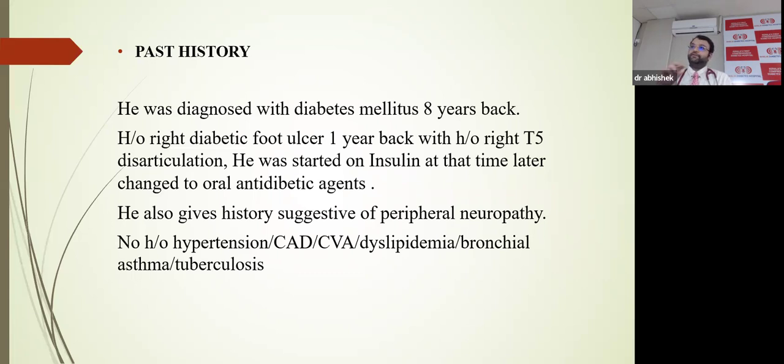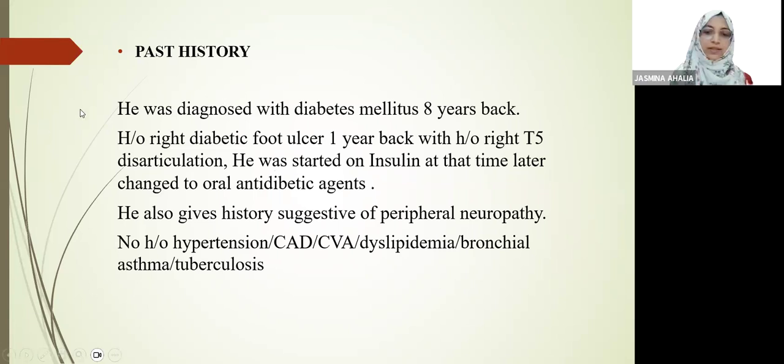So a simple pulse oximetry test, and a difference of more than 2%, but it should be a good quality pulse oximeter. Otherwise, it's difficult to answer. So in an authentic pulse oximeter, if the difference is more than 2%, we can call it a significant finding for peripheral artery disease. Okay, so we can move forward. Okay, sir.